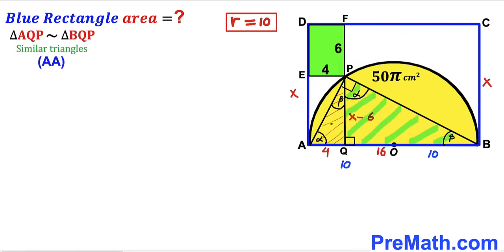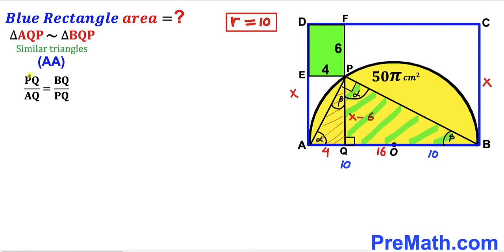And now we can see that this small right triangle AQP and this other right triangle BQP are similar triangles according to the angle-angle similarity theorem. So therefore we are going to have proportions. In other words, the ratio of side lengths PQ and AQ is going to be equal to the ratio of the side lengths BQ and PQ.